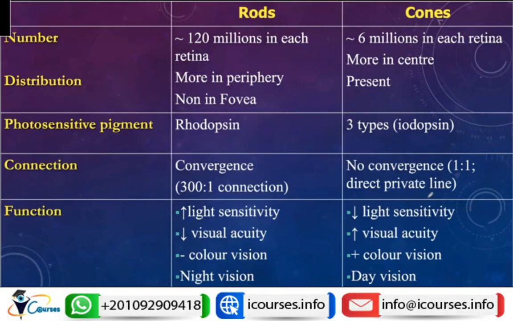So to summarize, what are the differences between the rods and cones? They differ in number, as the rods are much more numerous, much more dispersed through the periphery, while the cones are more in the center, present more in the fovea, while the rods are not present in the fovea. The photosensitive pigment in the rod is called rhodopsin. This is the visual pigment, which is light sensitive. The cones have different types of photosensitive pigments. They are called iodopsin collectively, but they have other names. But we don't have a specific name for the cones. We say that it is just the visual pigments of the cones.